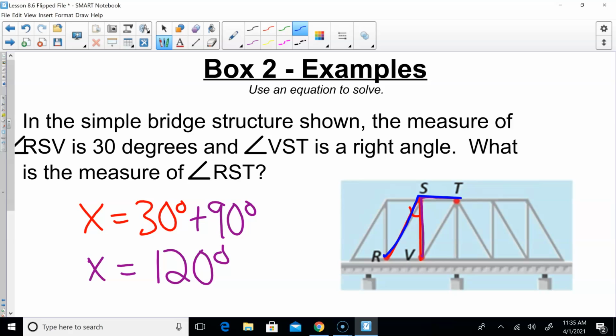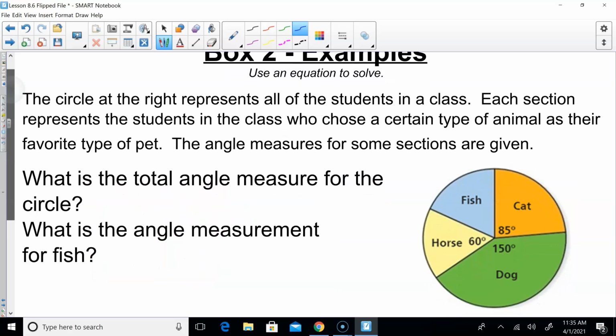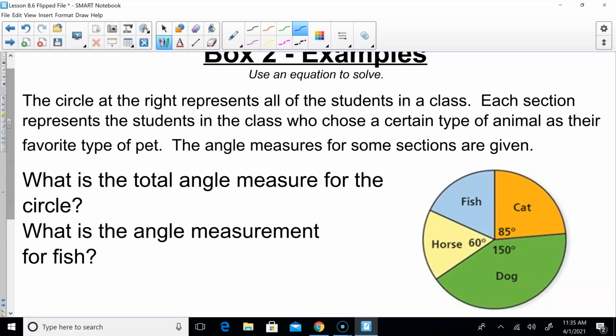So let's look at different pictures and see now, when we look at shapes, how we find the angles and how we look at things like that. This circle right here represents all of the students in a class. Each section represents the students in the class who chose a certain type of animal as their favorite type of pet. The angle measures for some sections are given.